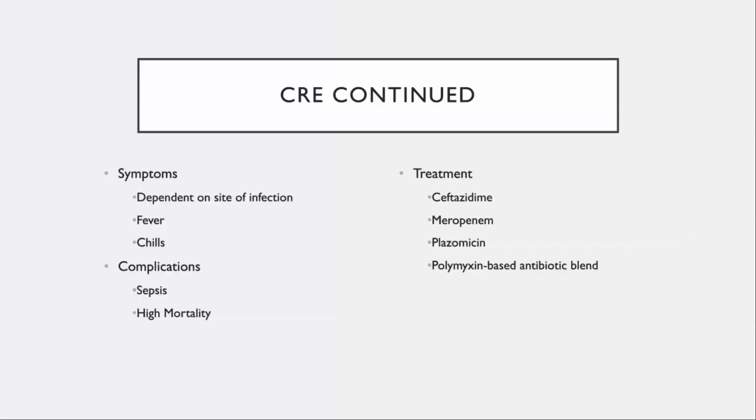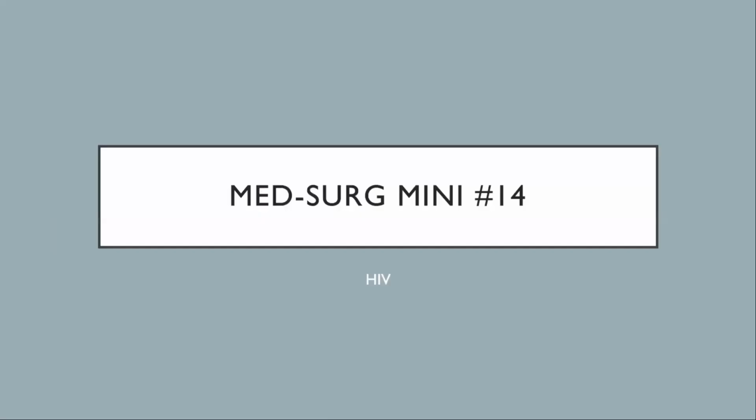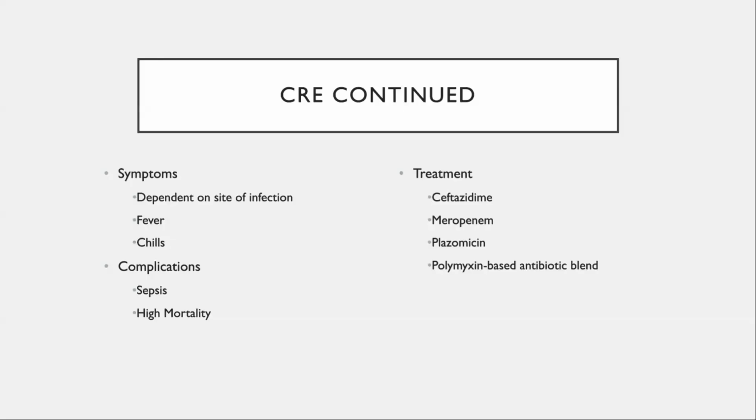Symptoms are dependent on where the site of infection is, but some systemic symptoms may be fever and chills. Complications are that it can lead to sepsis and high mortality. And treatment would be ceftazidime, meropenem, plazomicin, and polymyxin antibiotics. So it would be a combination of those different antibiotics. And that concludes our discussion on CRE.